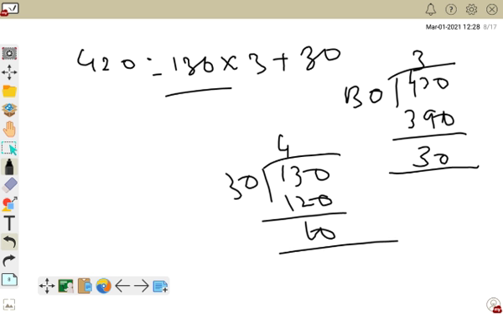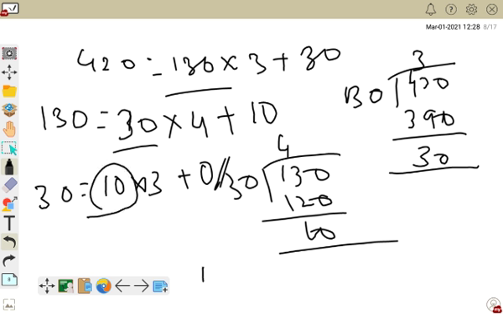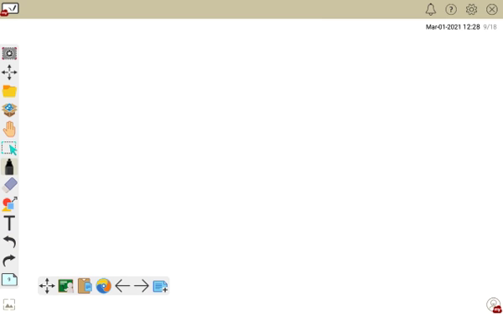So now we can write 130 is equal to 30 into 4 plus 10. So 30 is equal to 10 into 3, exactly divisible. So the remainder becomes 0, so we have to stop. So HCF is 10. So now she has to put 10 barfis in each packet.